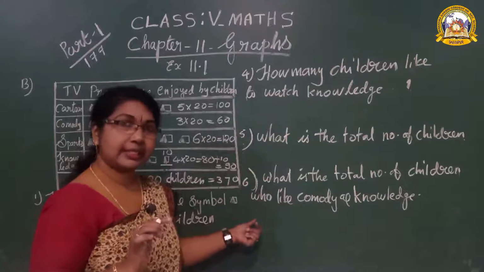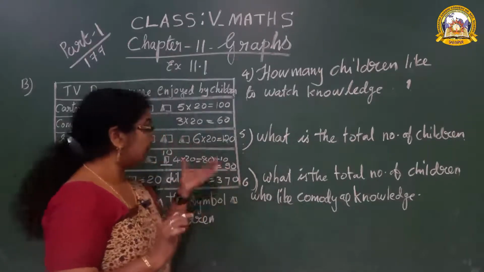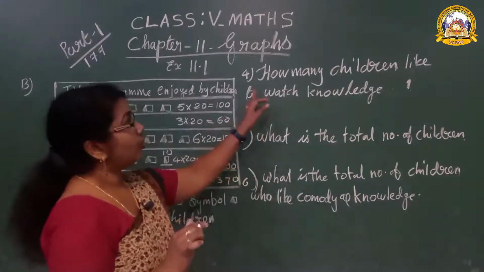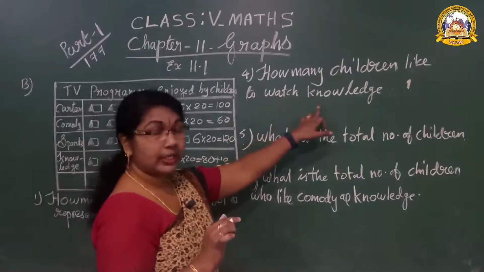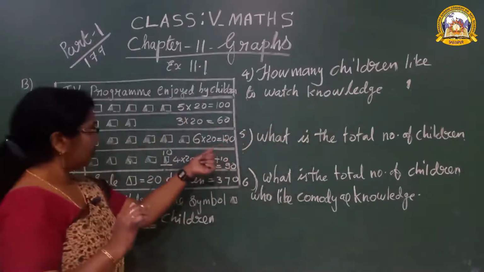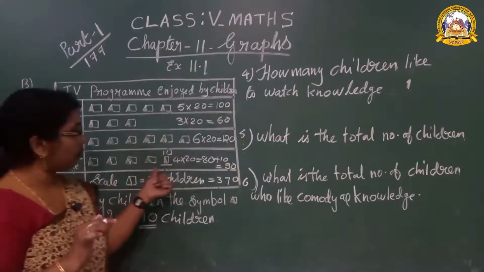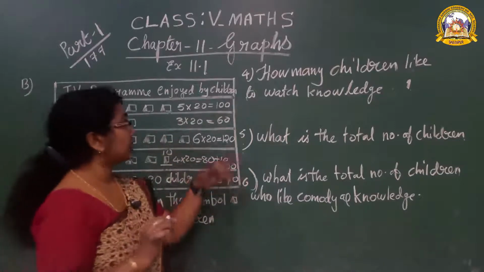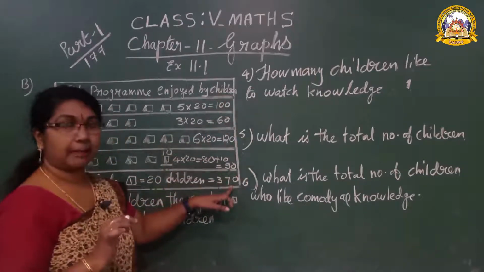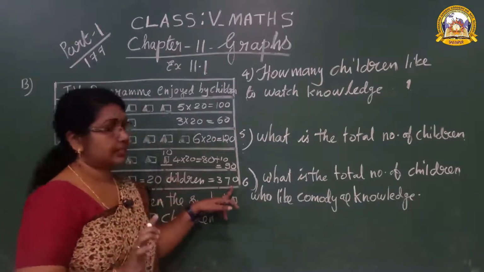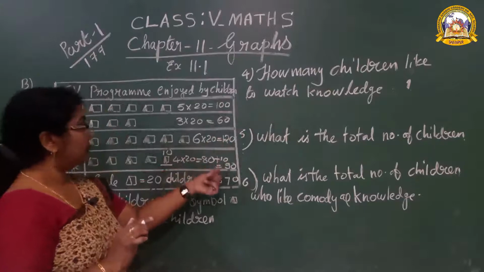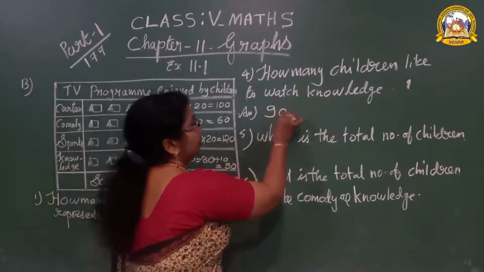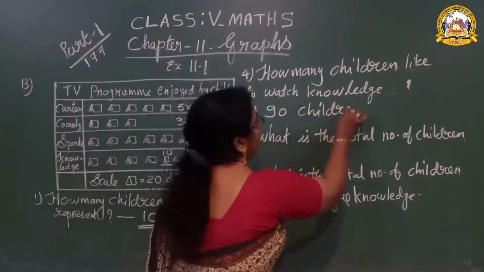Now see the fourth question. Total how many questions are there? 6 questions. For all the questions, seeing this pictograph, you should write down the answer. See the first question. How many children like to watch the knowledge based program? It is very easy. How many children like it? 90. That's why I told you, before writing the answers, first you should write down the numbers. Then you can easily write down the answers. How many children like to watch the knowledge based program? 90. So you should write the answer: 90 children.